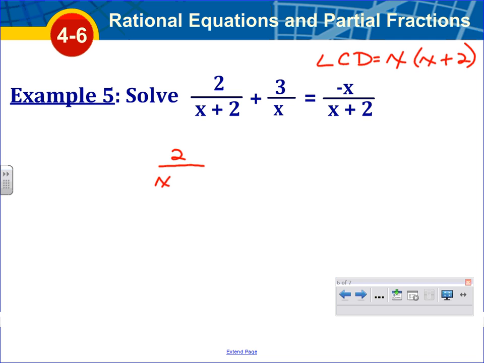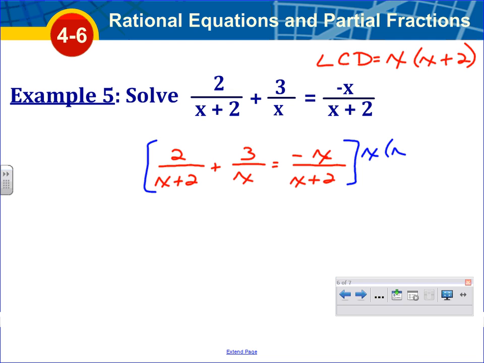2 over x plus 2 plus 3 over x equals negative x over x plus 2. Maybe that was an ugly x, sorry. Okay, so we're going to take that entire equation and we're going to multiply it by our least common denominator, which is x times x plus 2.